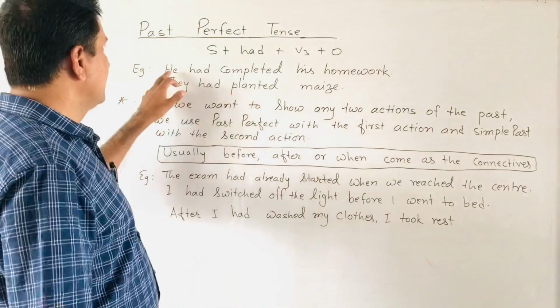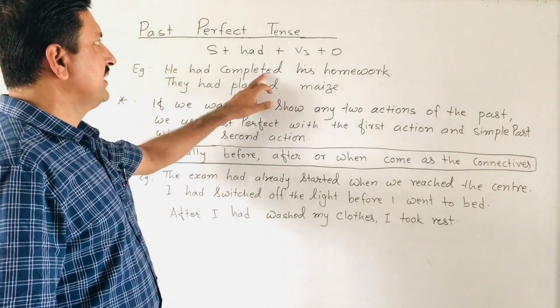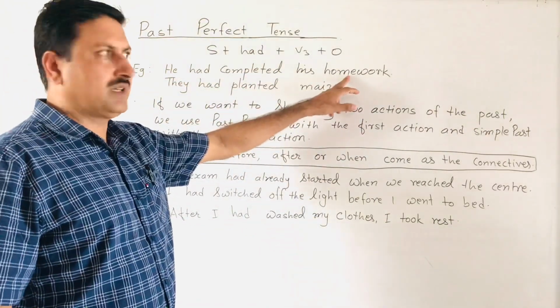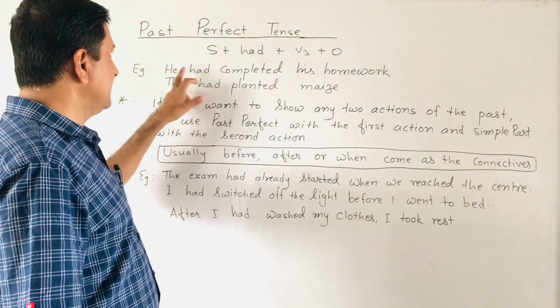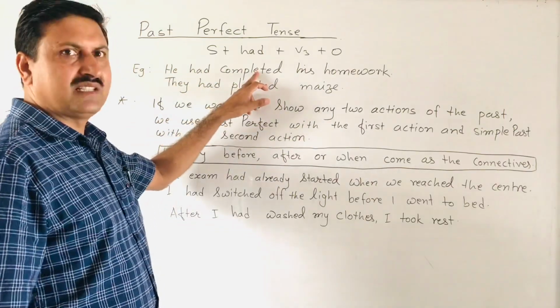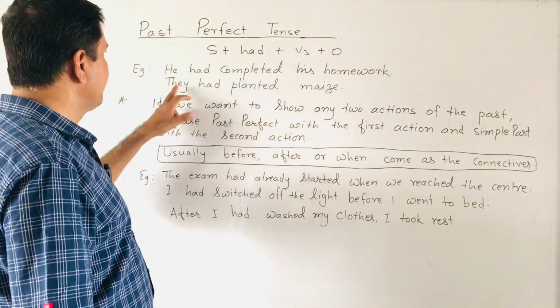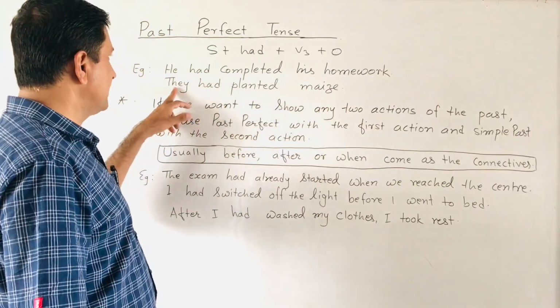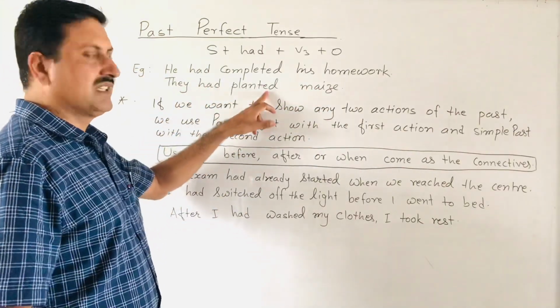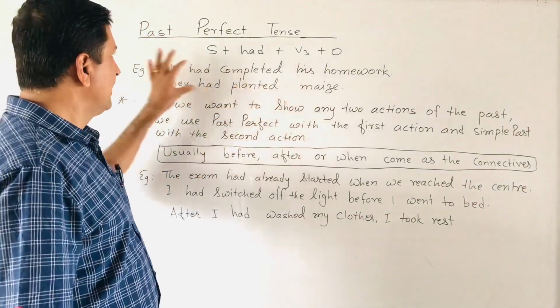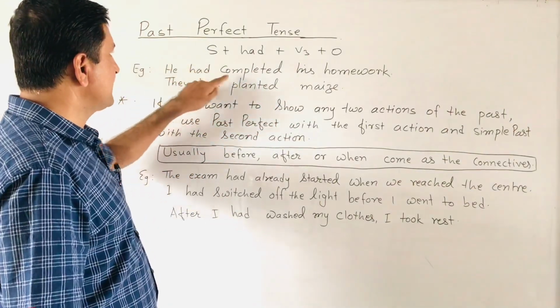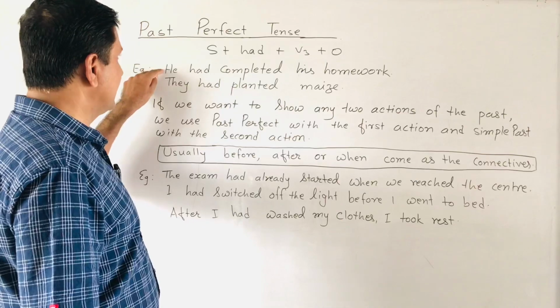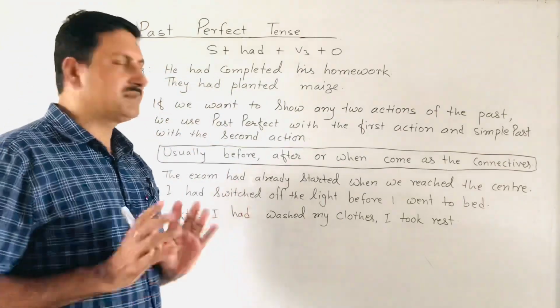Examples are here. He had completed his homework. His singular subject, had plus V3 is used. They had planted maize. They plural subject, had plus V3 is used. So we use had plus V3 with both singular and plural subject.